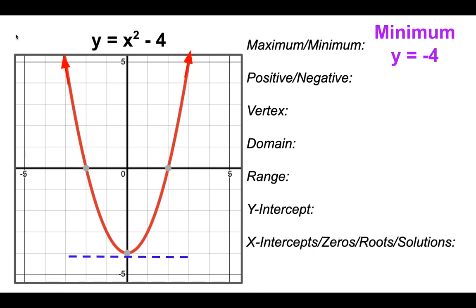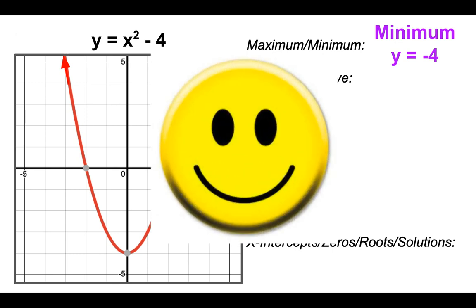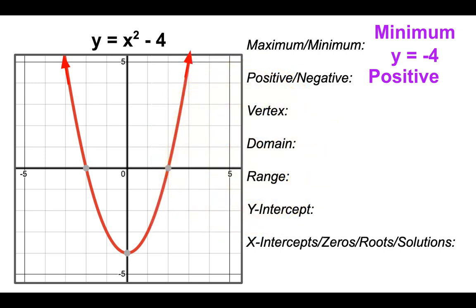To determine if it's positive or negative, I see that we have a smiley face. So the smiley face means that it's facing upwards and it's positive. Remember, the vertex is where it changes directions. In this case, we're going from decrease to increase, down to up, and it changes right here. This is the point 0, negative 4.